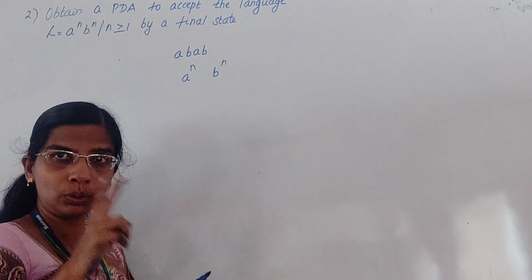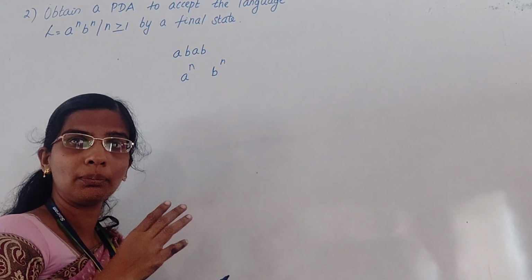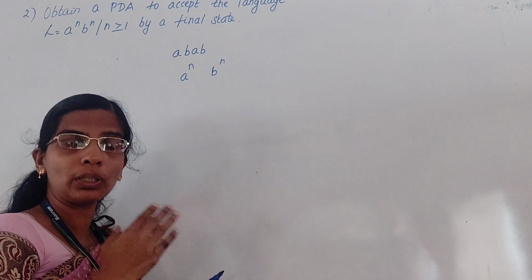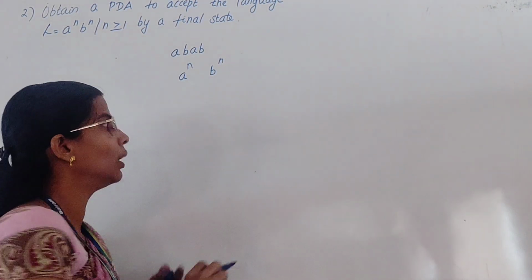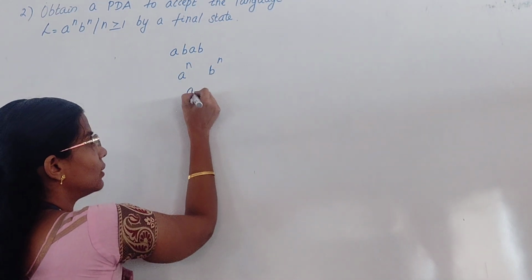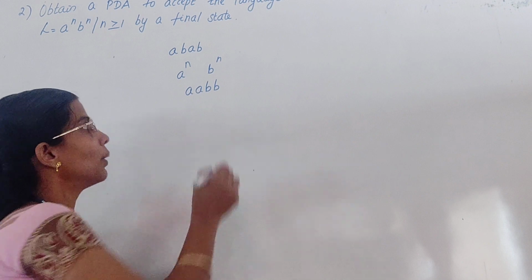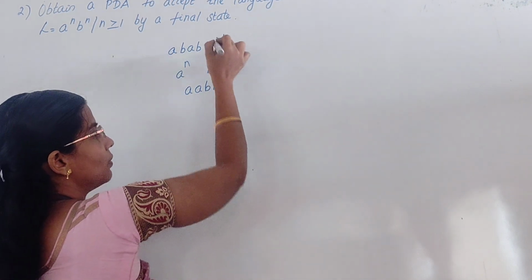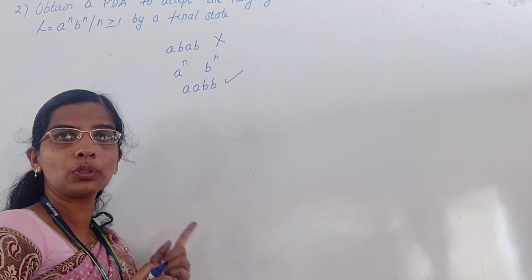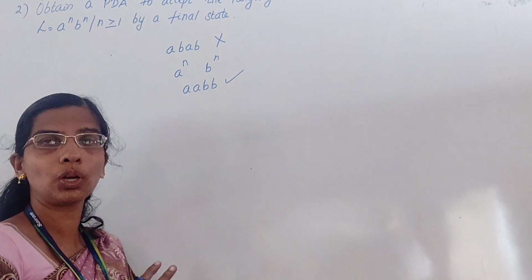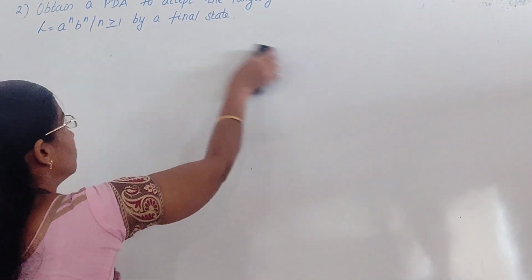That's what I told, two things you have to keep in mind. I should have equal number of A and B. At the same time, I should follow the ordering. What is the ordering? First I should have all A's followed by B's. Suppose if I have like this, it is a valid string. This is not valid, it is invalid. This is a valid string. Now for this language, I am supposed to design my pushdown automata.